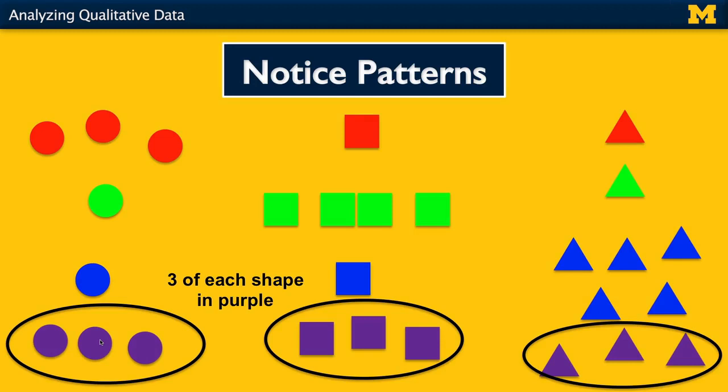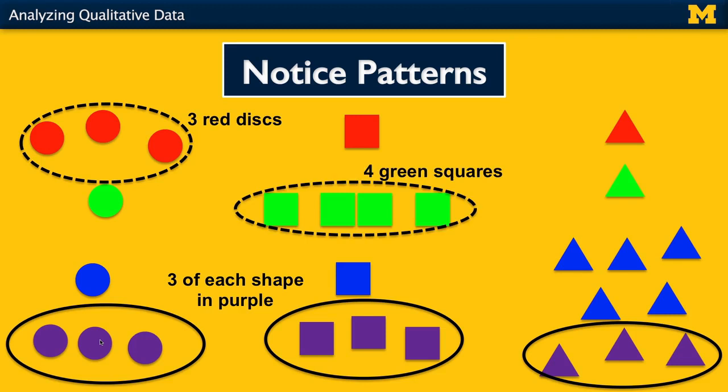Another thing that you'll notice is that there are 3 discs on the top left that are in red, and then there are 4 squares in the middle, and then 5 blue triangles, which suggests that as these colors go from red, green to blue, they start with 3, and then 4, and then 5.